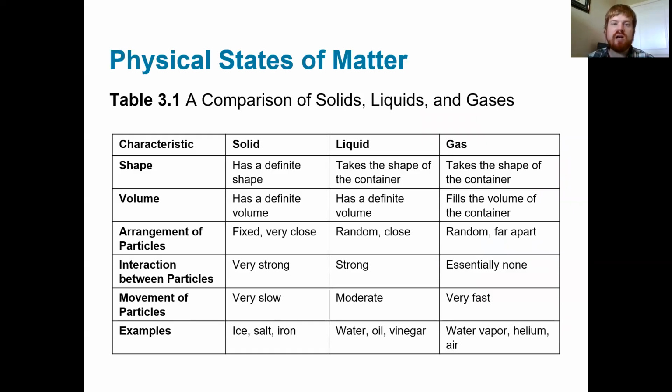So solids, liquids, and gases have these different properties. And again, what I want to really draw your attention to here is the arrangement of particles and interaction of particles. For solids, the particles are fixed and they're very close together. For a liquid, they're randomly moving around and they're close together. And then for a gas, they're random and very far apart. The interactions between the particles, for a solid, have to be very strong. For a liquid, less strong, so just strong is what we say there, but still very significant. And then for gases, there's basically no interactions between these particles.